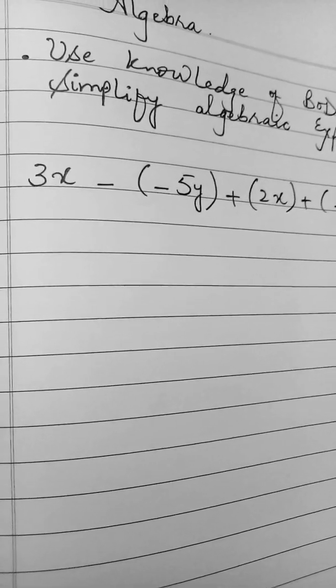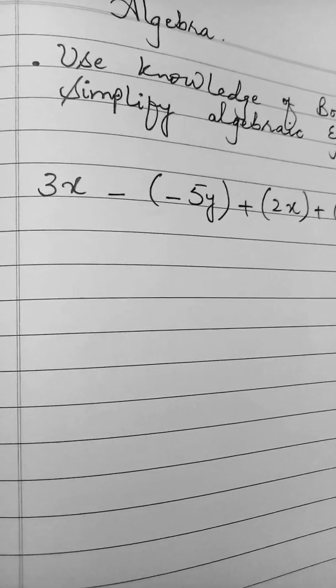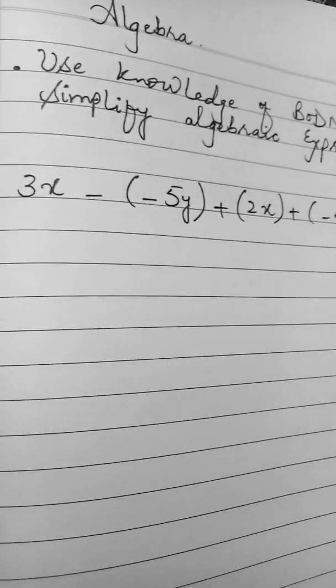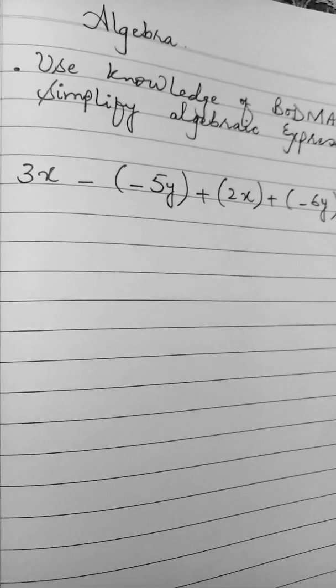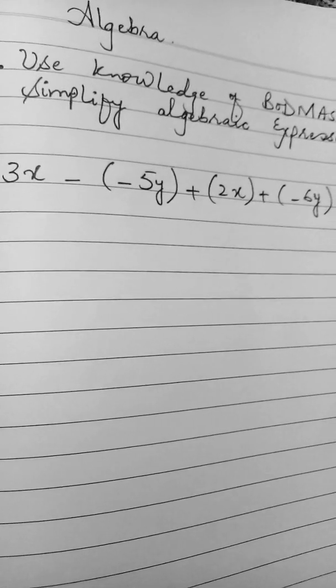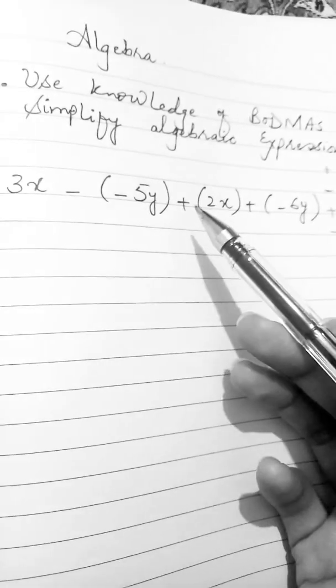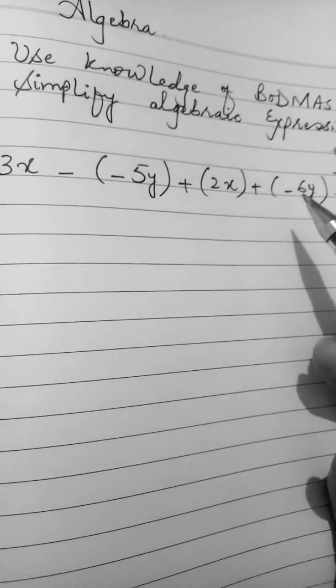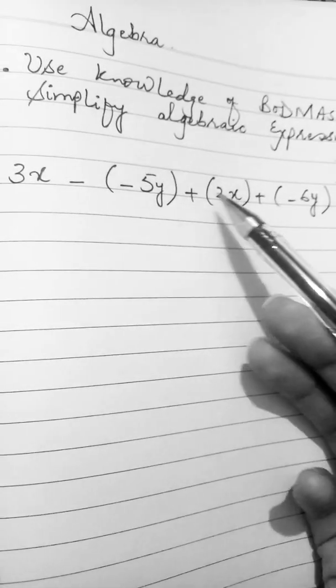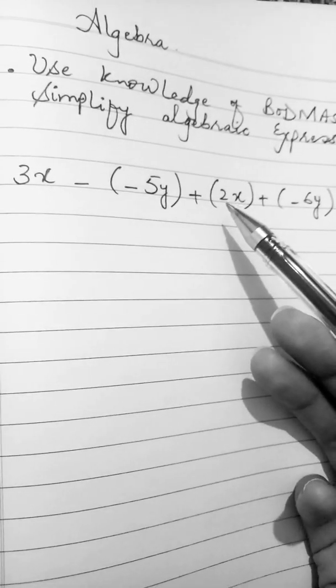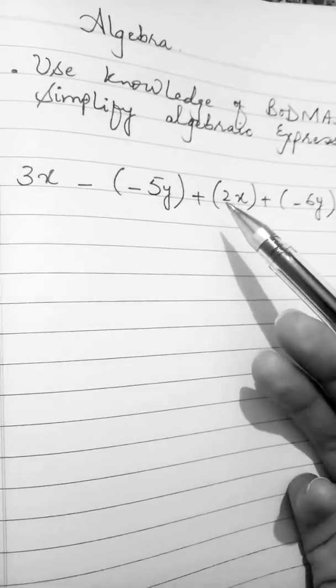Good morning everyone. Today we are going to learn how to apply knowledge of BODMAS to simplify algebraic expressions. You may see I have written a question which is an algebraic expression and it has four terms. One is 3x, then minus 5y, then 2x, then minus 6y. You may see different signs with many brackets. Okay, let's learn how to solve such questions.